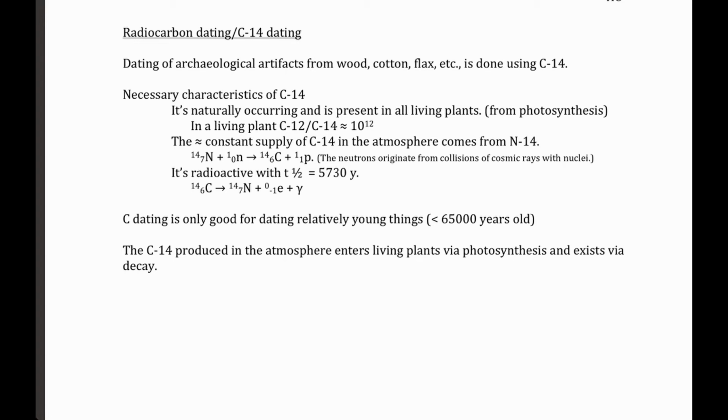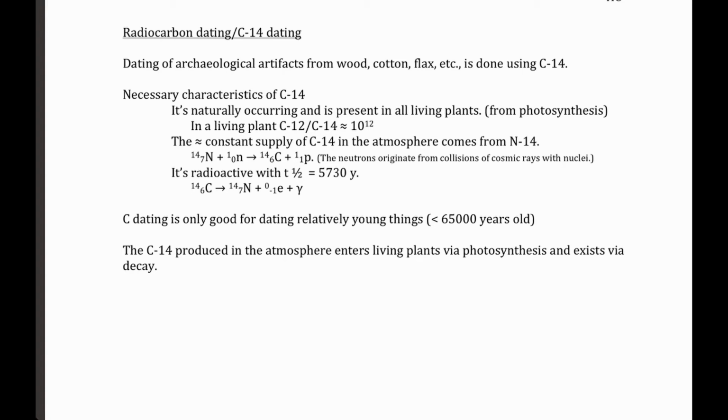The approximate constant supply of C14 in the atmosphere comes from N14. So N14 produces, at a pretty constant rate, C14. So we have about a constant amount of C14 in the atmosphere, and then plants take it in through photosynthesis.